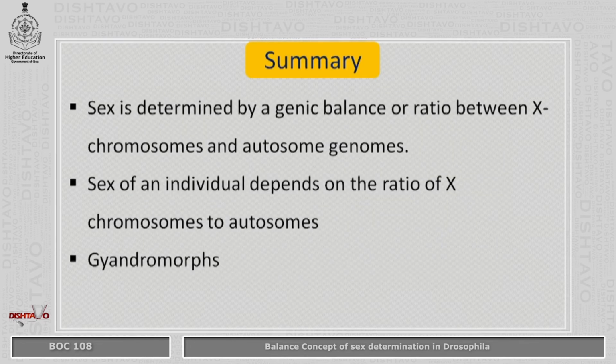A summary of this module: we have seen that sex is determined by genic balance or the ratio between the X chromosomes and autosome genomes. The sex of an individual would depend on the ratio of X chromosomes to autosomes, and we have also seen what gynandromorphs are and how gynandromorphy would occur.